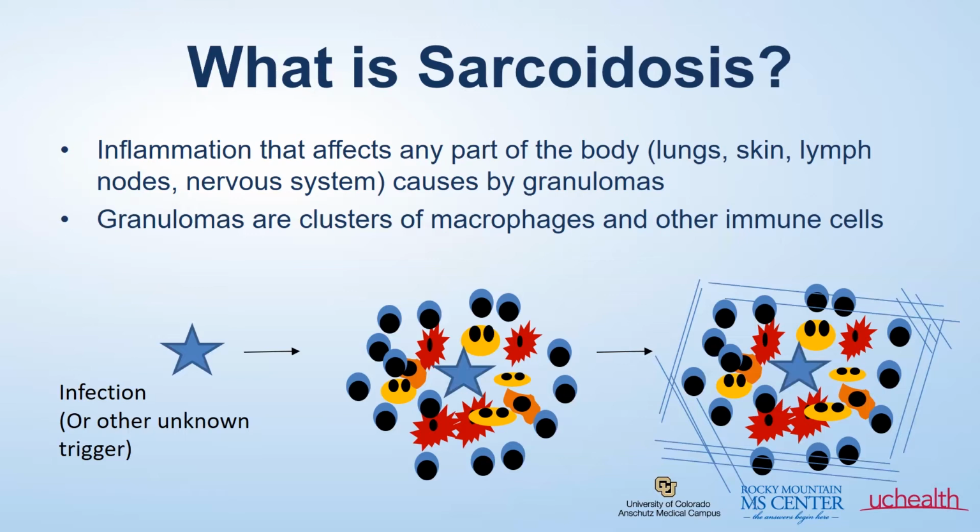Once this is triggered, you get a collection of these white blood cells, often macrophages, as well as other immune cells such as T cells, that cluster together, as seen here in the middle. Over time, this becomes chronic, and you get a fibrous capsule surrounding this cluster of immune cells, and this makes a granuloma.